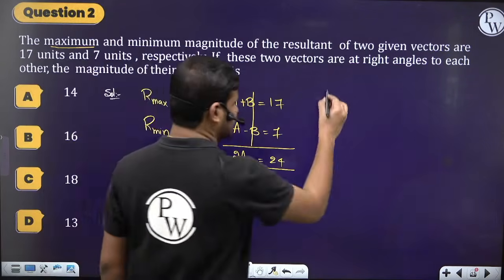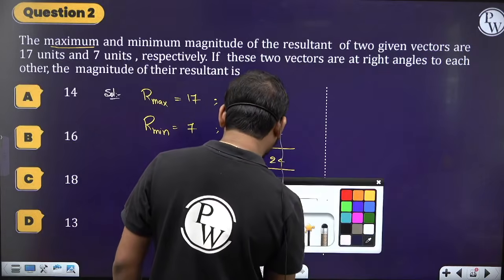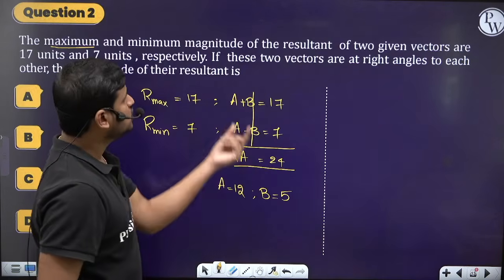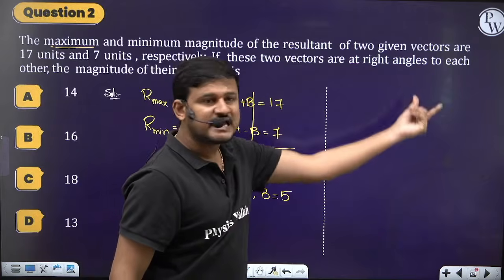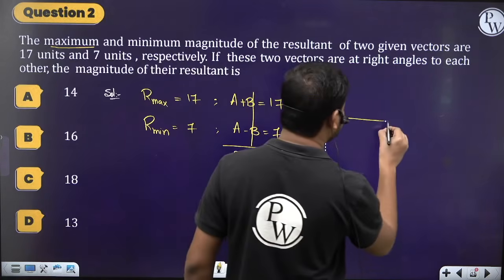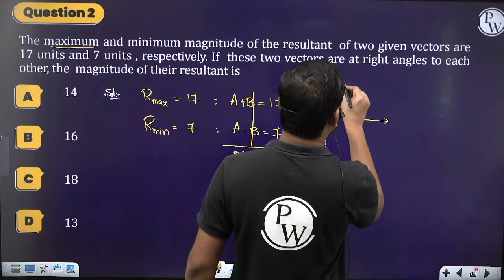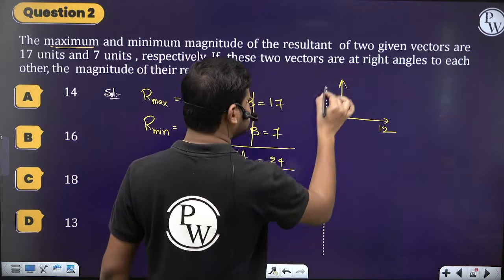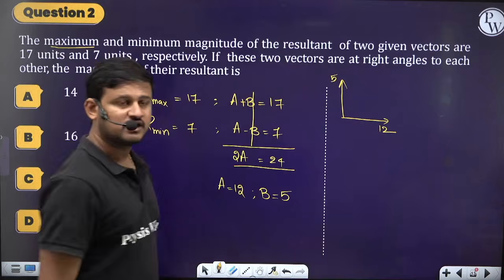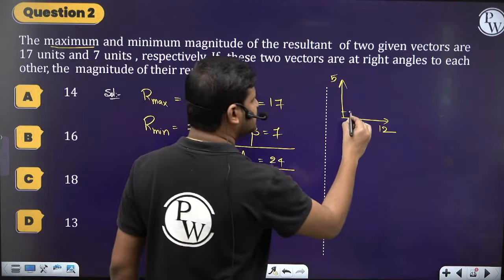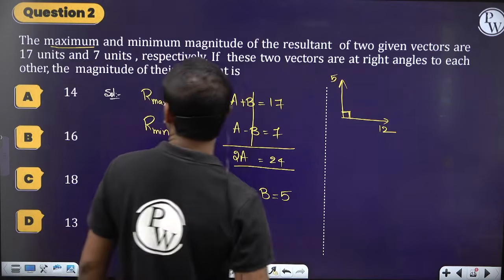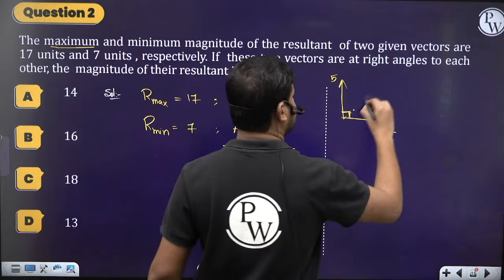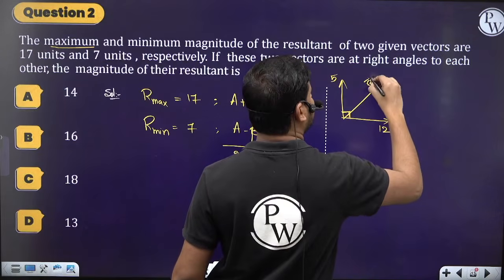So now, what they are saying is, these are the magnitudes of two individual vectors. If these two vectors are at right angles to each other, that means the angle between them is 90. So this is a vector A, which is 12, and this is a vector B, which is 5. The angle between them is 90 degrees, perpendicular. So then what is the magnitude of the resultant? This resultant magnitude we should find.